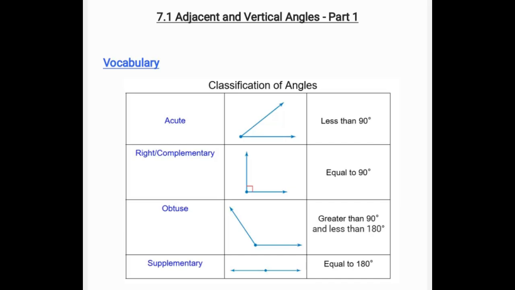The third angle is called the obtuse angle, and as you can see, the obtuse angle is greater than 90 but less than 180 degrees. And the supplementary or the straight line is going to be equal to 180 degrees. So your reference a lot of times is going to be that 90 degrees, which is that right or complementary angle, or the supplementary, because angles will fall either less than or greater than those two reference angles.